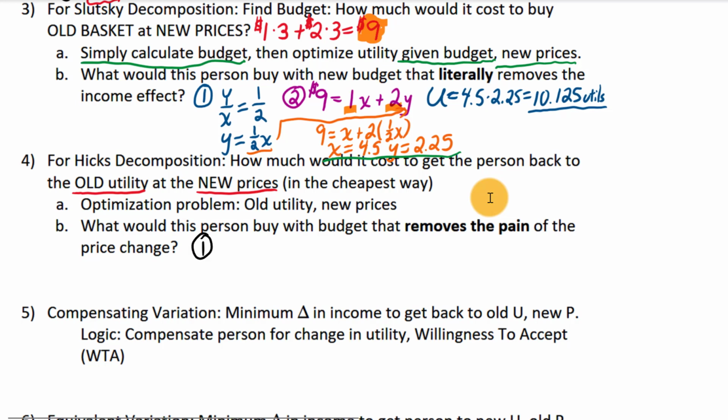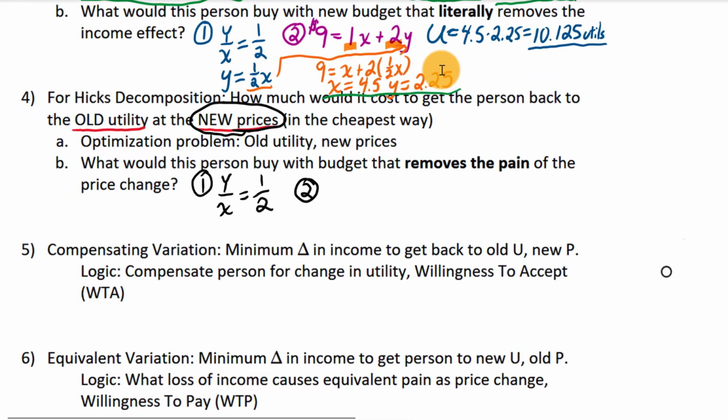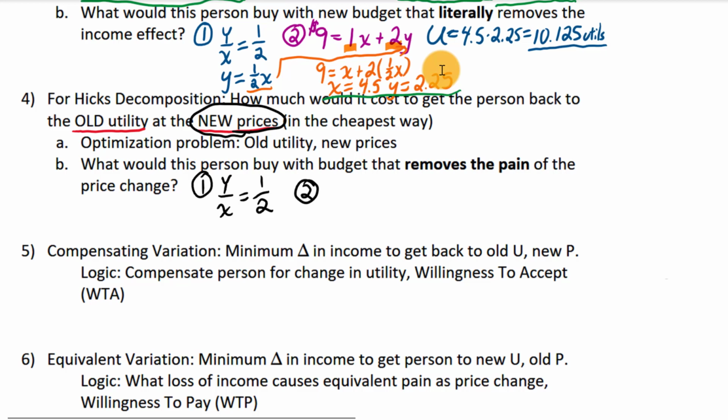So our first equation, marginal rate of substitution, y over x, equals the ratio of the new prices here. So the ratio of the new prices is that 1/2. And then the second equation guarantees that they get the old utility level. We don't know the budget, so we can't use a budget equation as the second equation. We know the utility we want them to get. We want to get them back to that old utility level of 9 here. And so our utility function is x times y.